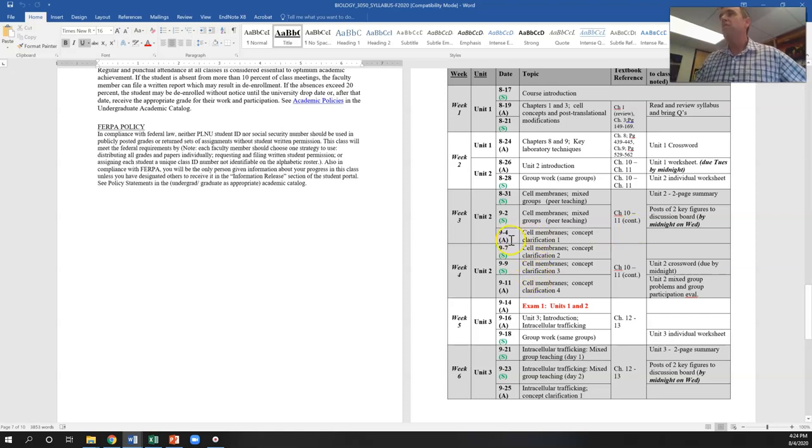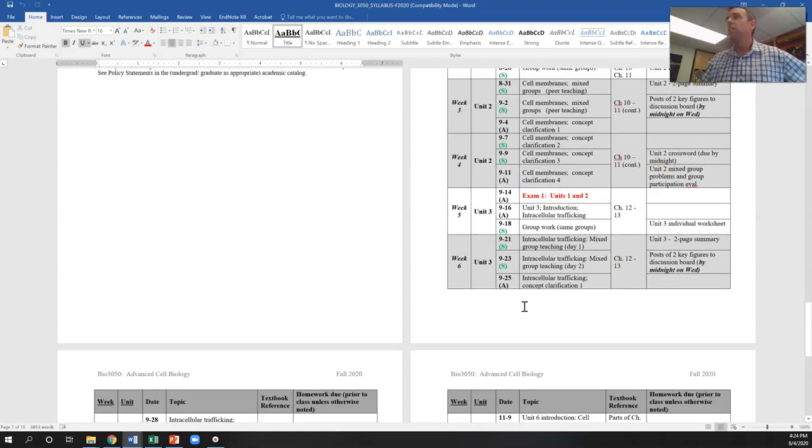And then we get to the concept clarification part. I've basically made it so that 2 of the 4 of these concept clarifications will be videos, asynchronous stuff, and 2 will be synchronous. We'll work on a lot of the mixed group problems together when we're synchronous. And then those mixed group problems, you're going to turn in 1 per mixed group. So for a group of 5 in the mixed group, work on it all together. Those are due at the end of that. And then we've got our first exam, and then the units start again.